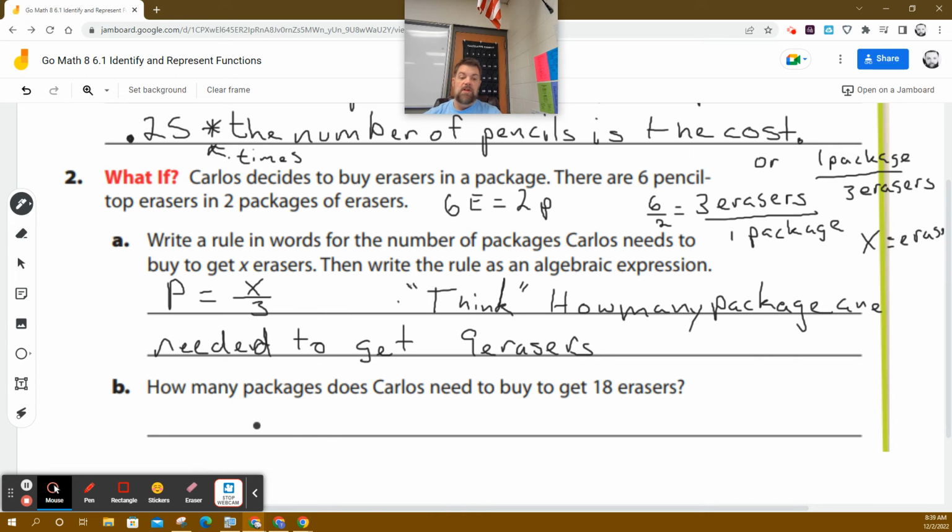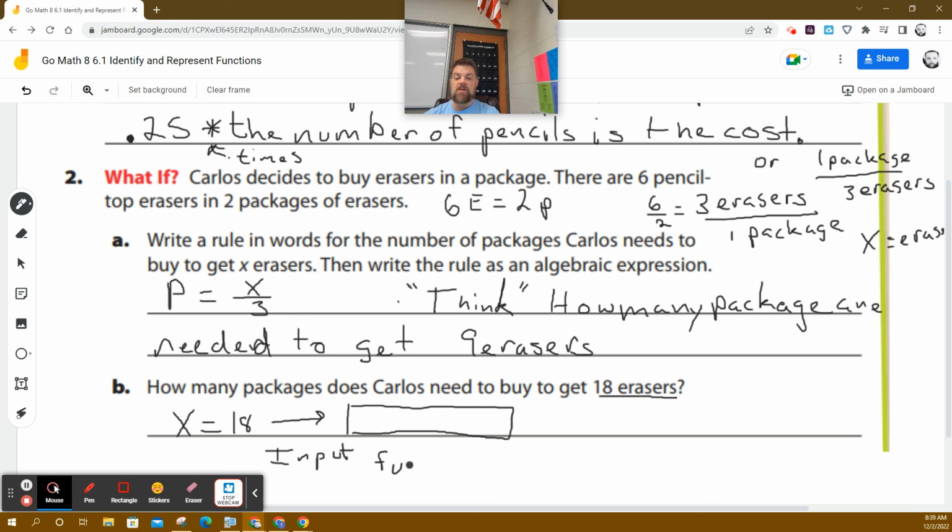So here we go. It says, how many packages does Carlos need to get 18 erasers? You guys already know the answer. What's the answer? 6. So we're going to say X equals, and what does X represent? The number of erasers, and how many does Carlos need? 18. So we're going to let X equal 18. That's going to be my input. We're going to plug that into the function.